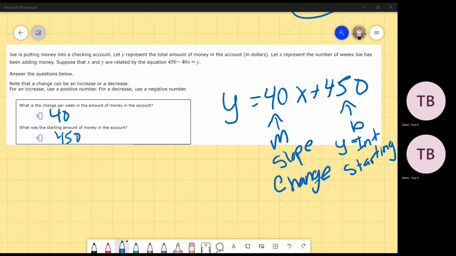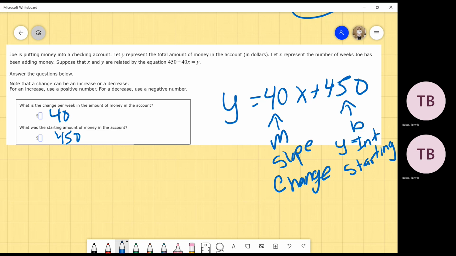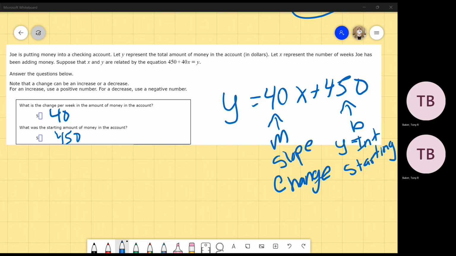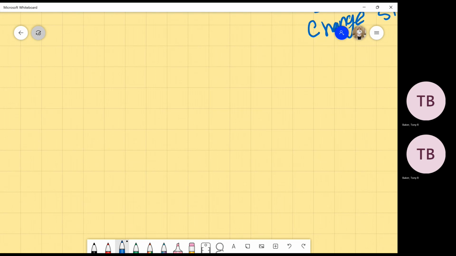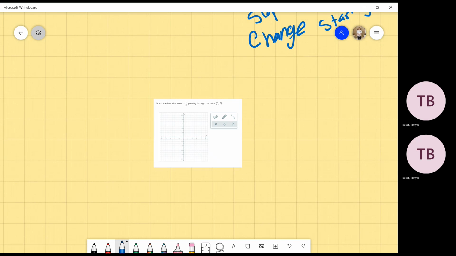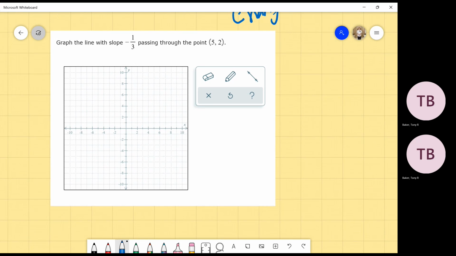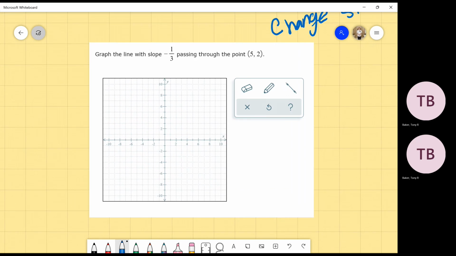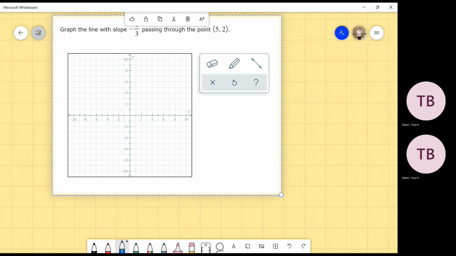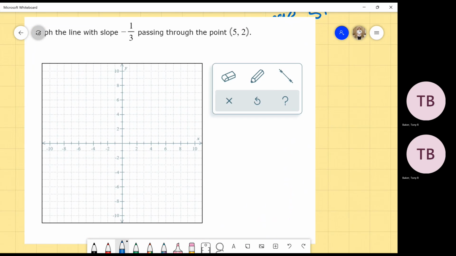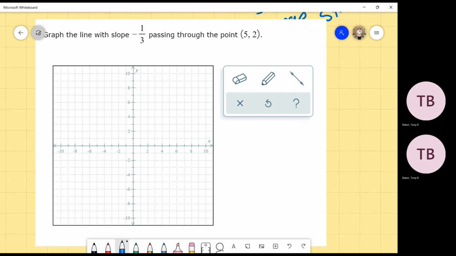All right, so let's do some graphing ones now. We've done some graphing ones before. This one's similar, except there's one slight change to it. On this one, they don't give you your y-intercept. All the ones that we've done with graphing so far have given us the y-intercept and then given us the slope. This one, they don't give me the y-intercept.